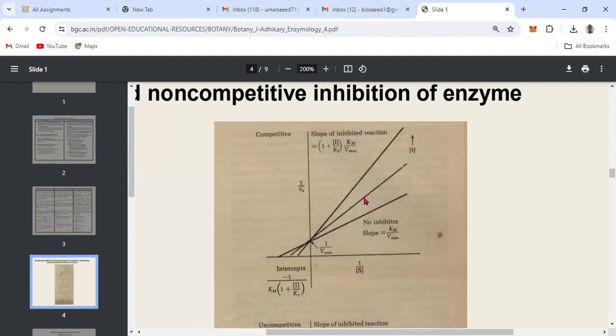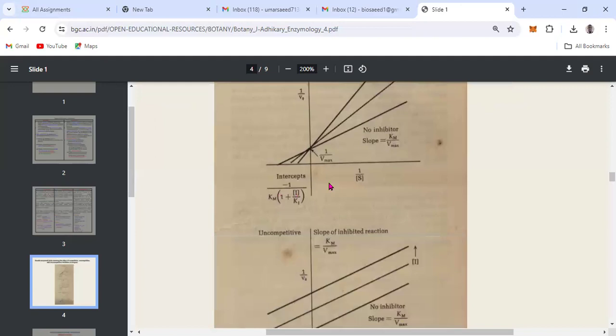But when there is an inhibition, in the presence of inhibitor, you have the slope becoming 1 plus inhibitor concentration over Ki, inhibitor concentration constant, right? All multiplied by Km over Vmax. And the intercept here will become minus 1 all over Km, open bracket, 1 plus inhibitor concentration all over Ki, right? So that is for competitive.